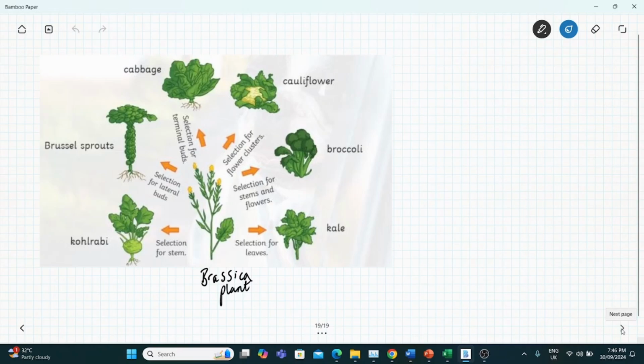But with plants, you can also select them for things like disease resistance, size, juiciness of the fruit, etc. So there's all sorts of ways that humans have a hand in selectively breeding particular characteristics, which is what selective breeding is all about.